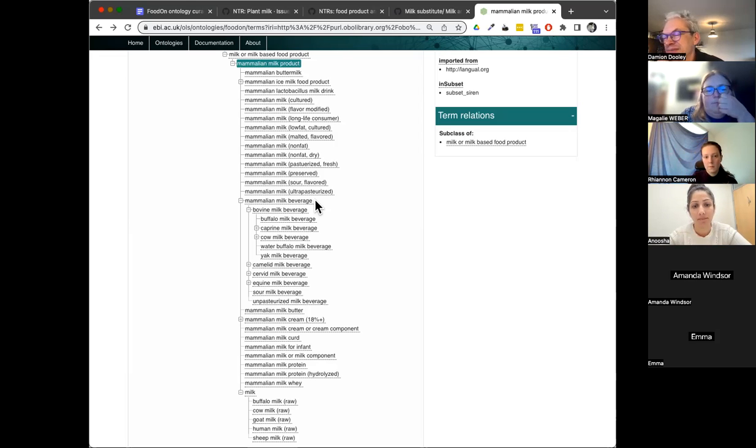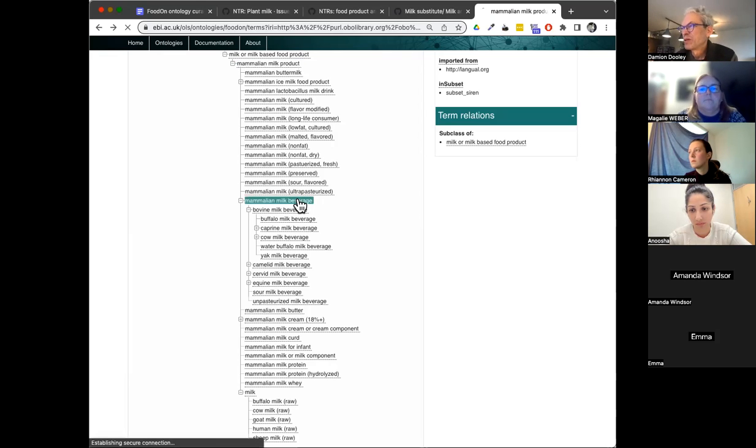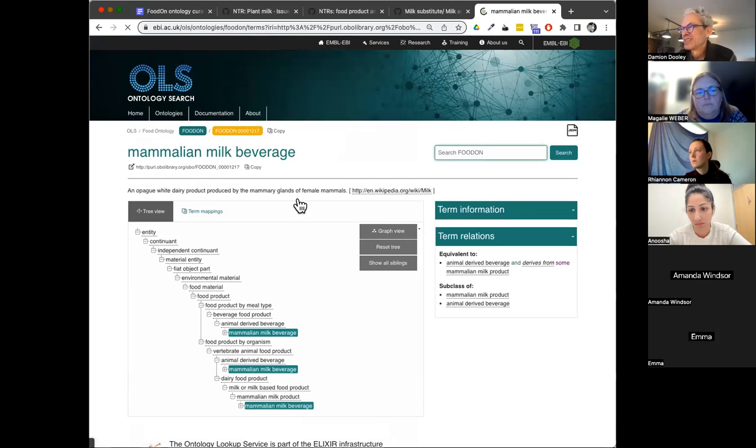Okay, yeah, that helps, because that's also happening over on the plant side with all sorts of plant anatomy pieces. Okay, let's do that. And then we just have to maybe bulwark this mammalian milk beverage with maybe a comment. Tighten up this equivalency to say and derives from some milk.